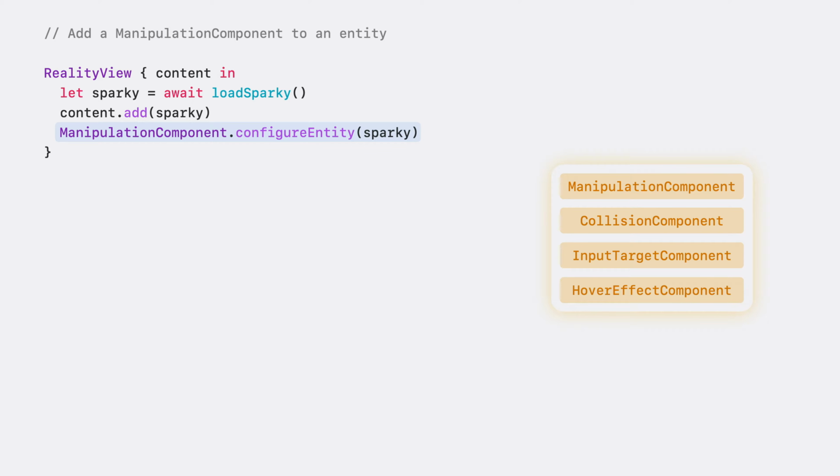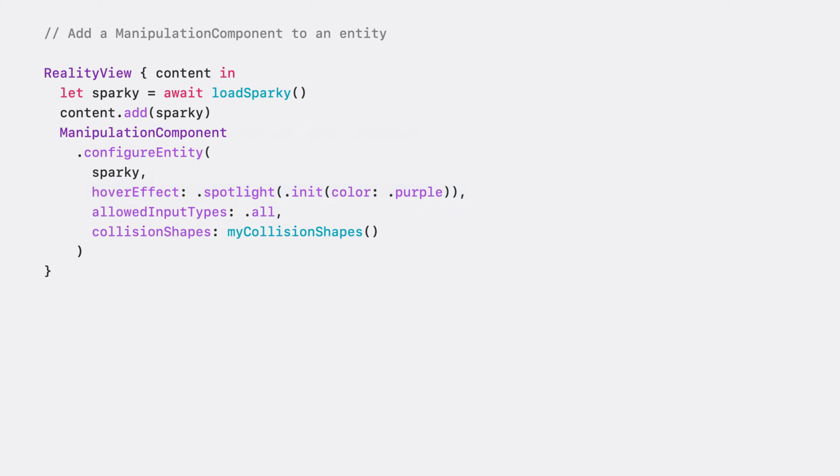To customize the experience further, there are several parameters you can pass. Here, I'm specifying a purple spotlight effect. I'm allowing all types of input, direct touch, and indirect gaze and pinch. And I'm supplying collision shapes that define the outer dimensions of the robot.